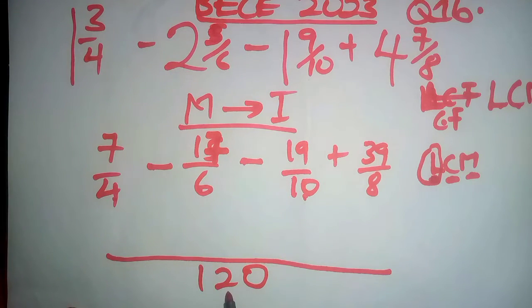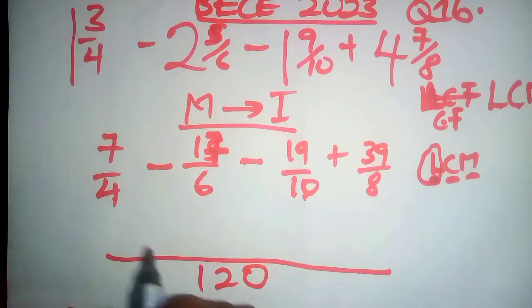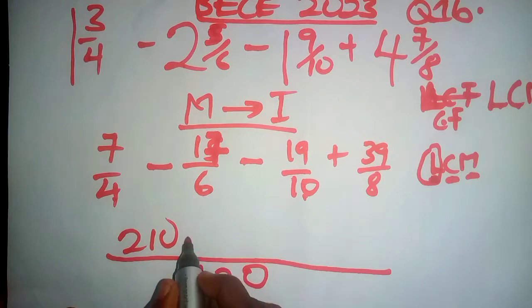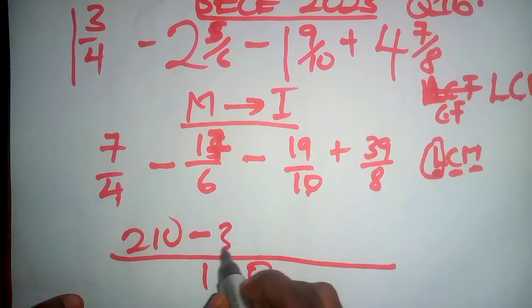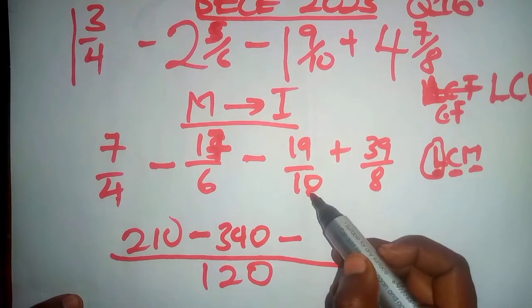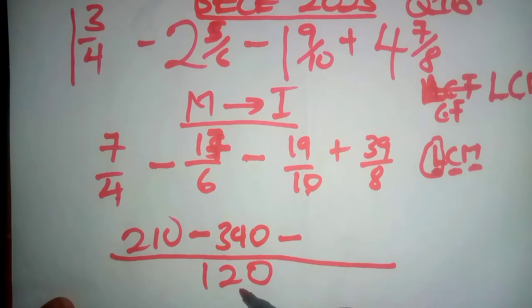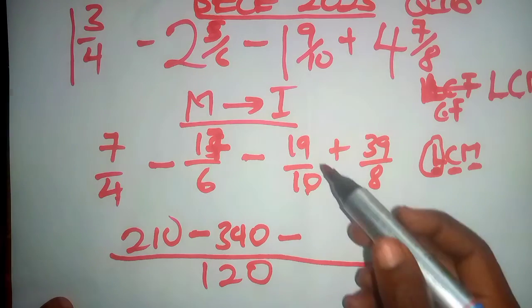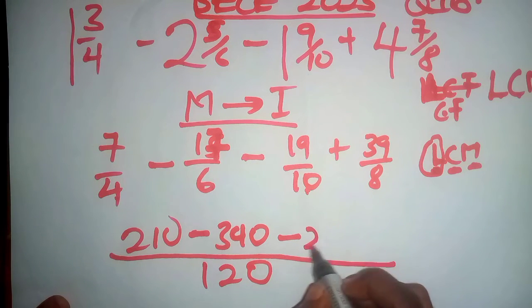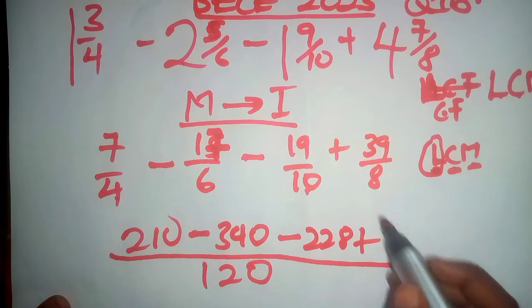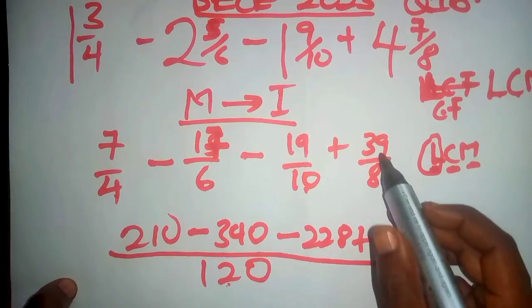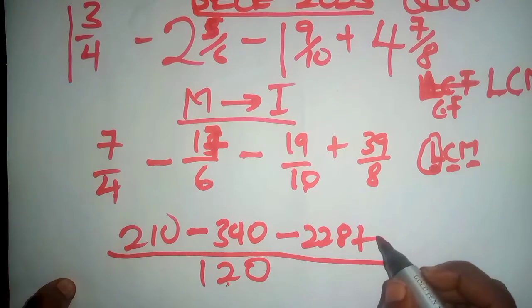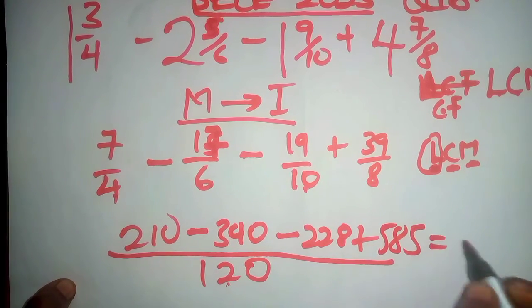So 4 goes into 120, we have 30. 30 multiplied by 7, we have 210. Then we drop the minus here. 6 goes into 120, we have 20 times, right? 20 times 17 gives us 340, and then minus 10 goes into 120, we have 12 times, right? 12 multiplied by 19 is just going to give us 228, and then 8 goes into 120, we have 15 times. 15 multiplied by 39 is just going to give us 585 in this case, right?